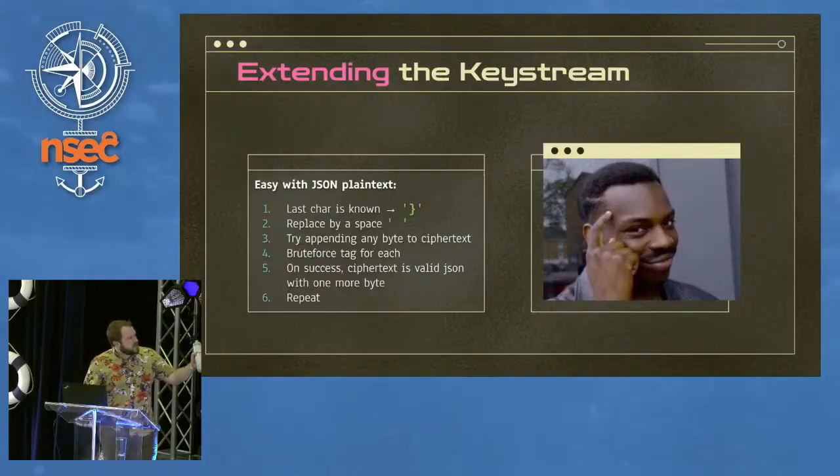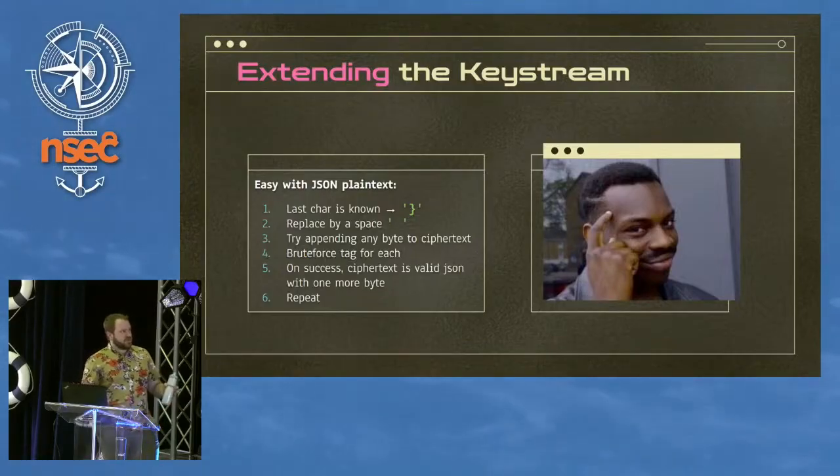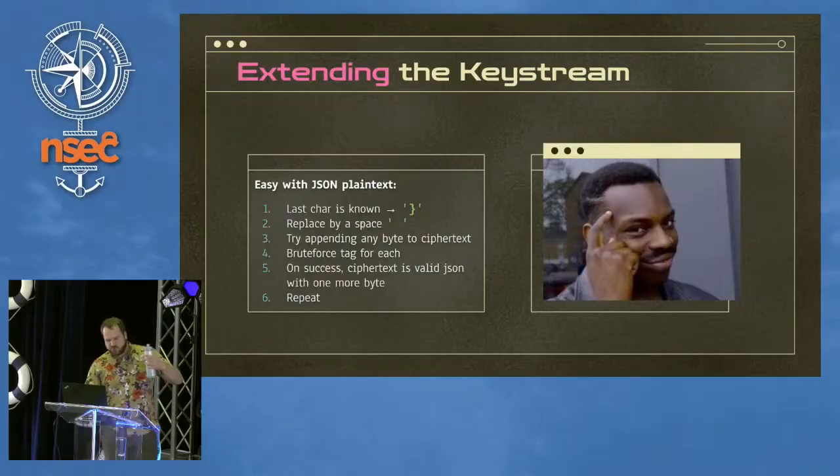The easy trick with the same methodology, but in JSON: obviously the last char is going to be a closing curly brace. So because you know it's a curly brace, you XOR it with a curly brace, replacing it with a space, and now there's only 1 character that you can add at the end that is going to be valid, and it's going to be a curly brace. So you brute force the tag for every byte, and once it's valid, you know you have now successfully added a space and a curly brace. And you repeat that for as many bytes as you need.